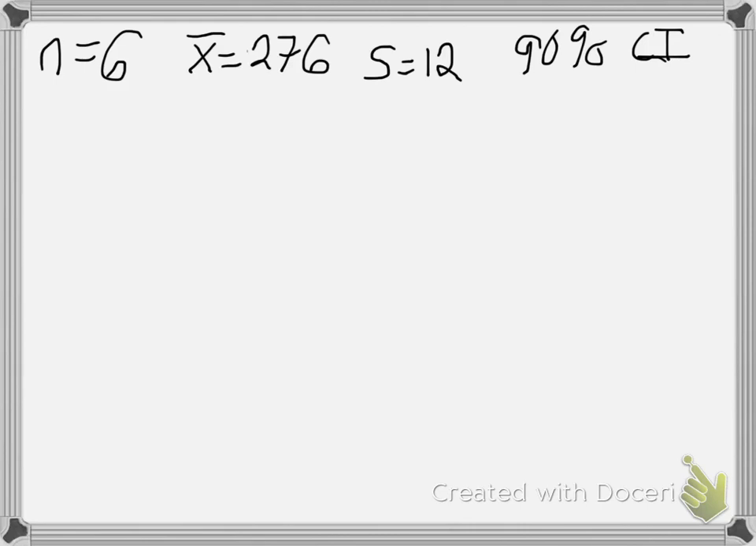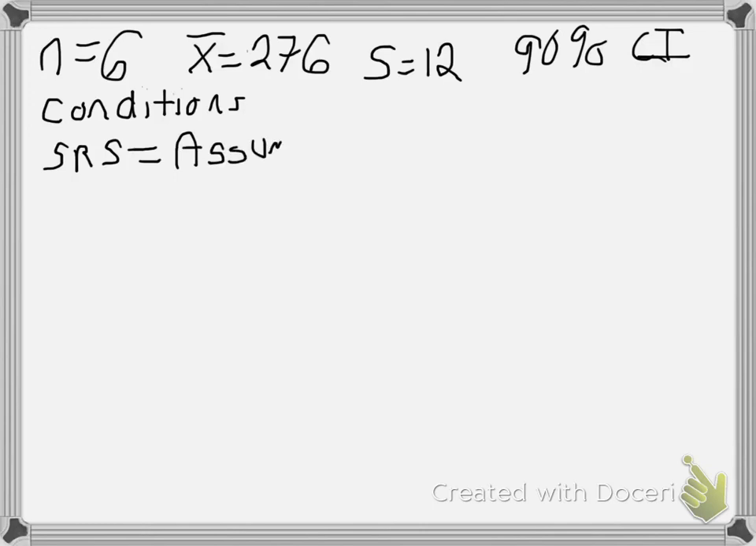All right, remember, we're dealing with this now. What are the 3 things we need to test? We need to test our conditions, so I'm just going to write down the word conditions. Maybe you guys should too. First off, SRS. Once again, it just said it is a sample. It doesn't say that it's random or not, so we're going to say that we have to assume. Okay. Independence.